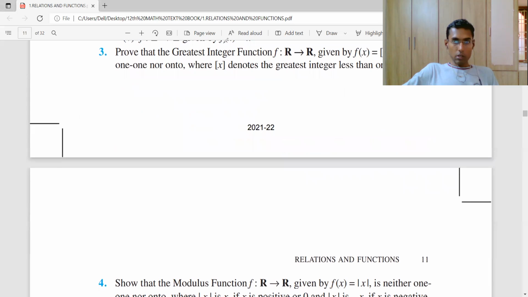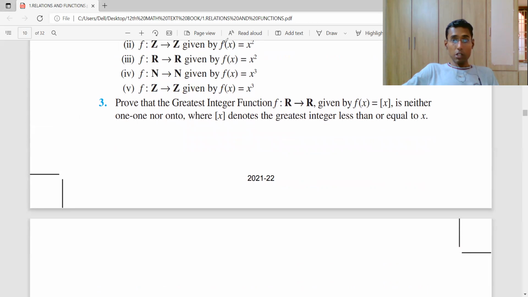Third question. What is the problem here? There's no problem. Just prove that the greatest integer function, f from R to R given by f of x equal to the greatest integer function, is neither one-one nor onto, where this represents the greatest integer less than or equal to x. This we learned in 11th grade.